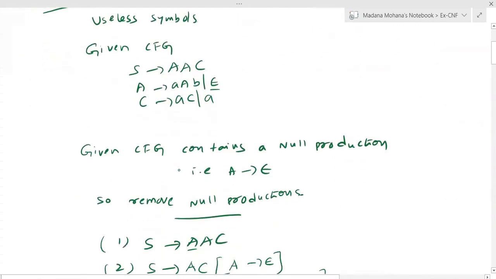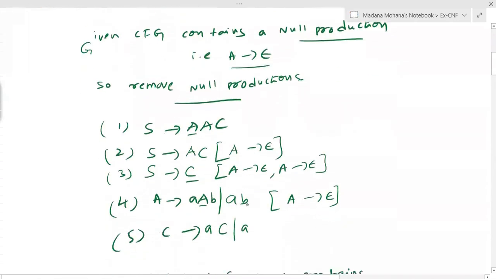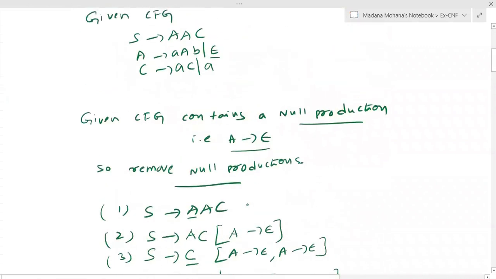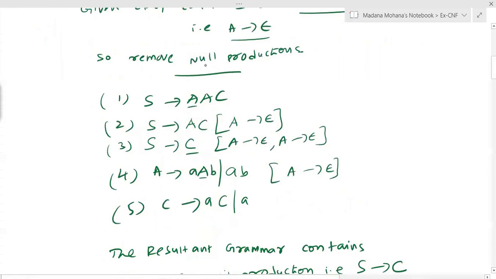Now you can see, the given CFG contains a null production, that is A derives epsilon. To remove null productions, the resultant grammar is: wherever A is there in the right hand side of all productions, you can substitute null one at a time with all possible combinations, keeping the original production as it is. Then the direct null production, you have to remove. Now here you can see S derives AAC. This becomes, first, the leftmost A is substituted by null.